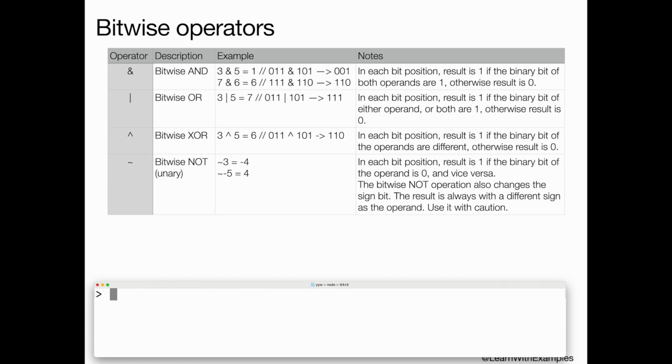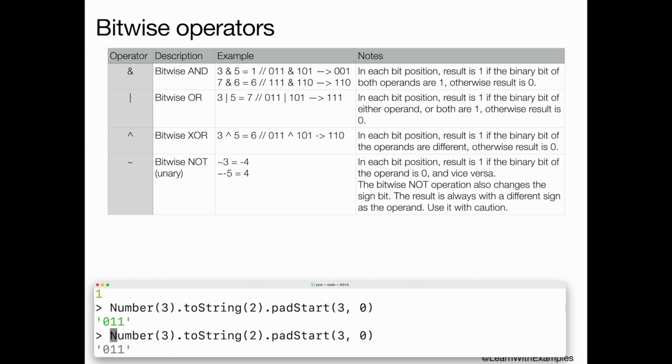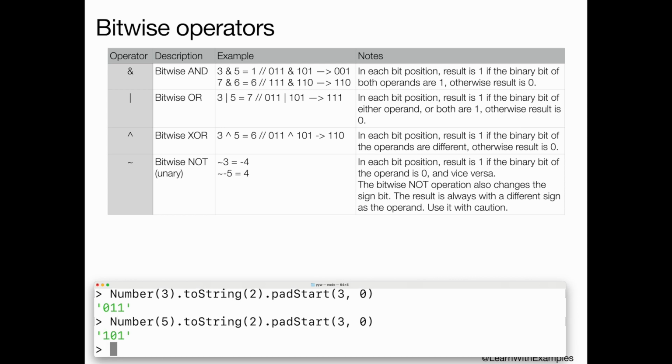JavaScript supports bitwise operators. Let's take a look. Bitwise AND. The bitwise AND operator returns a number whose binary representation is 1 in each bit position if the corresponding bits of both operands are 1. For example, bitwise AND of 3 and 5 gives 1. This is because 3 can be written as binary 011, and 5 equals binary 101. Another example, bitwise AND of 7 and 6 gives 6.